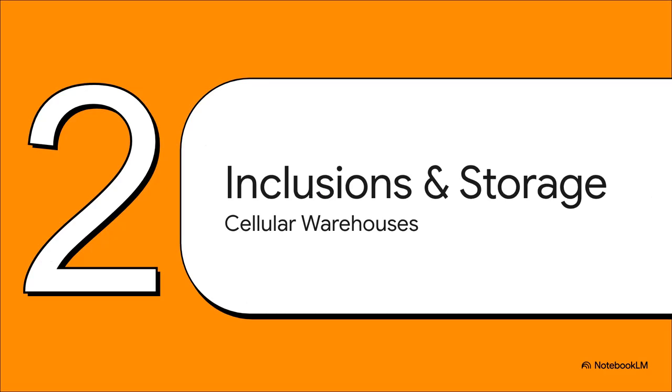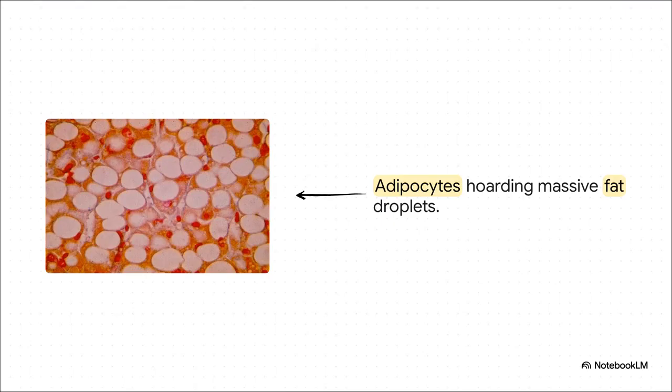Moving right along to part 2, inclusions and storage. Floating around inside all that liquid broth, you'll find these distinct structures that completely lack a membrane. These are basically our cell's storage warehouses. And this brilliantly illustrates what I mean. Just look at the enormous balloon-like empty spaces in these adipocytes, which you probably know better as fat cells. Those are massive fat droplets. The cell has hoarded so much energy reserve here that this single inclusion droplet literally pushes all the other cellular machinery right to the absolute edge. It occupies almost the entire cytosol.